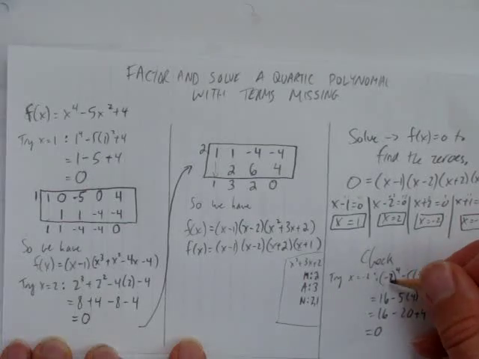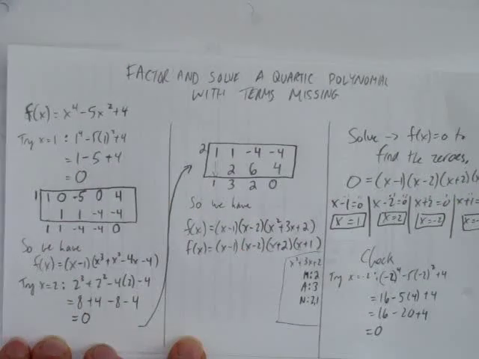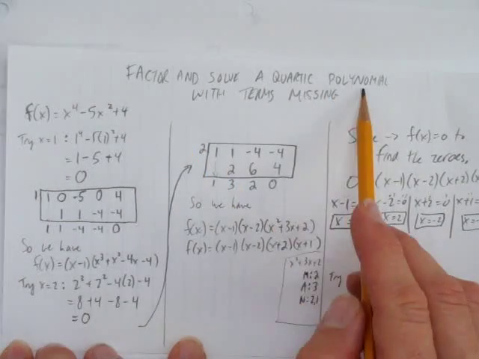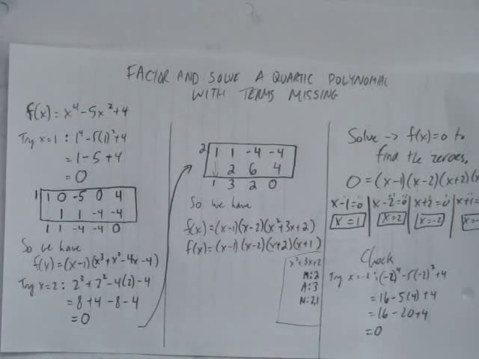But clearly, all these numbers, negative 2, 2, 1, probably negative 1 as well, you can sub it in, check on your own, are all zeros. So what we've done is we factored this quartic polynomial, even though there were terms missing, and then when we were done factoring, we solved each individual bracket to find each zero.